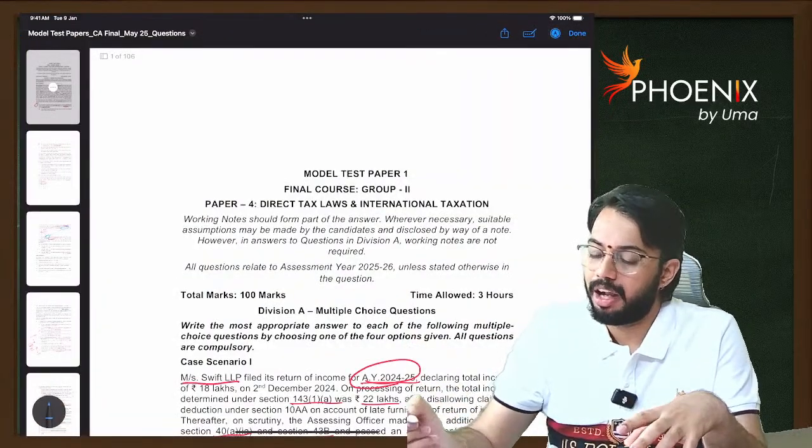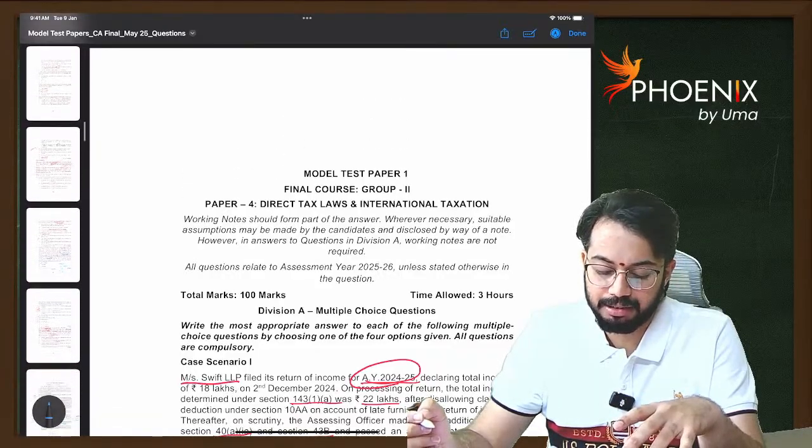Wow, I don't know why iPad is behaving like this.